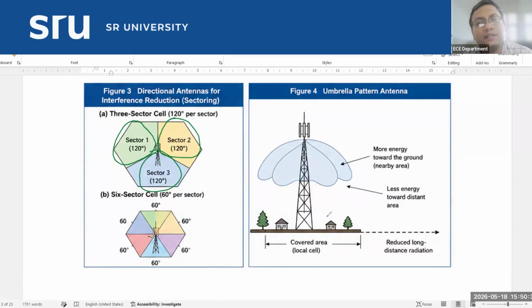Strategically, we need to modify that. We have learned in earlier modules that if I take a monopole antenna and place a disc on top of it, then the horizontal radiation pattern changes, because the radiation gets reflected by the small disc in the upward direction and comes back. A significant amount of energy is focused towards the ground. So this is called the umbrella pattern technique.